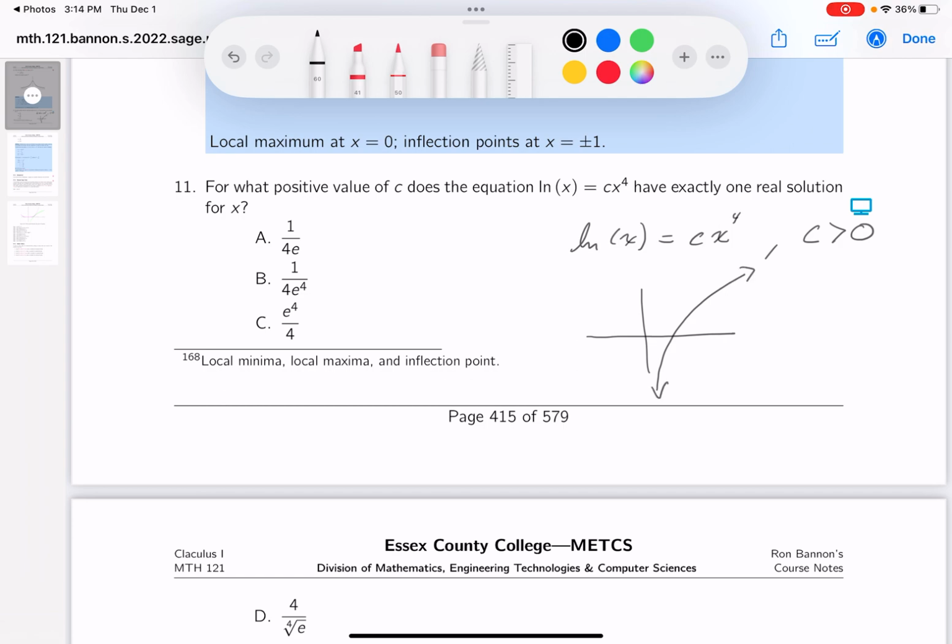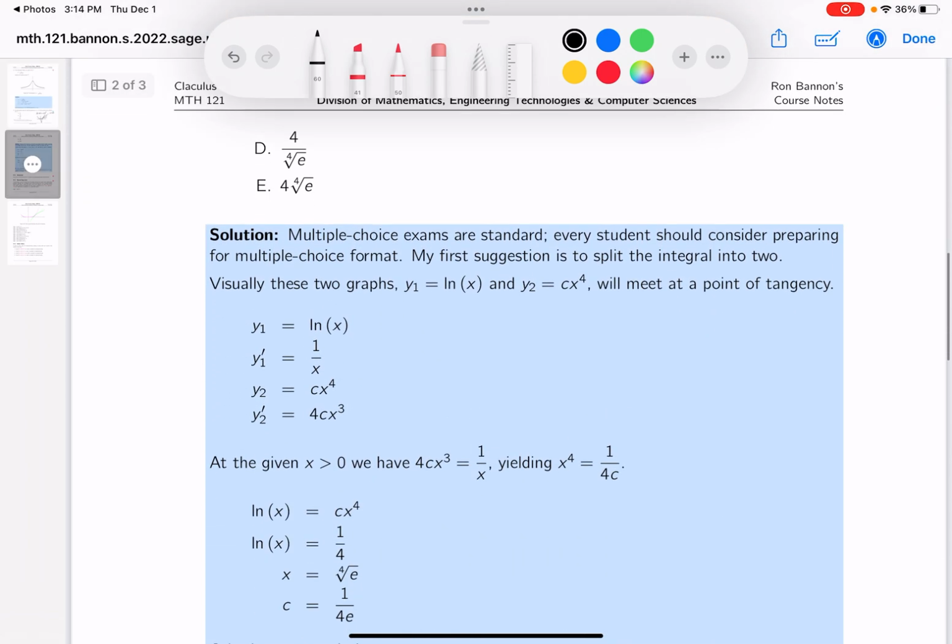The other thing I visualize is this polynomial, which is c times x to the fourth. Since c is positive, I'm going to get something that looks sort of like this over here. And there's a point of tangency now. How do I know that? They're touching there. All right, the question is, where are they touching? The way to do that, I'm going to take the derivatives.